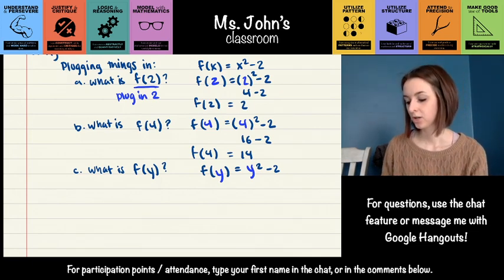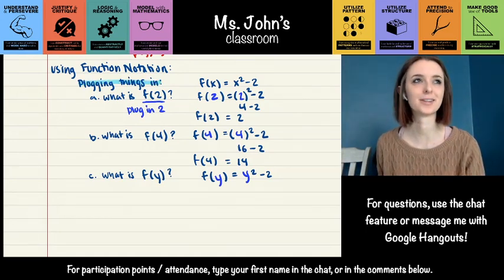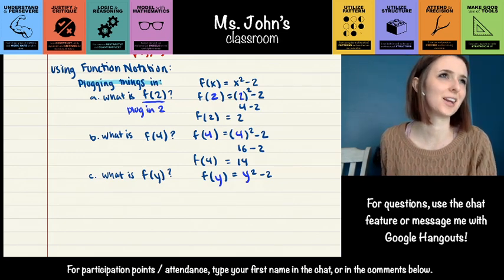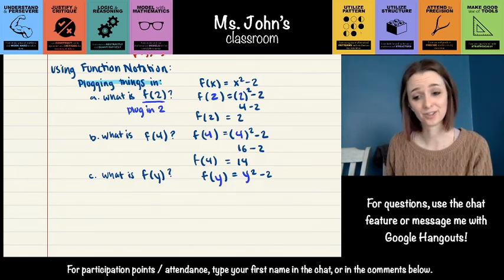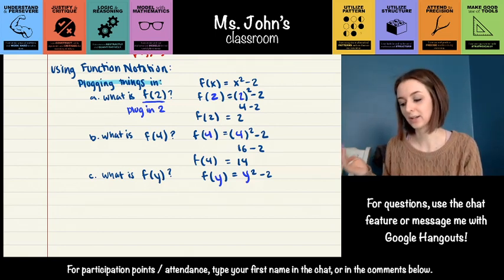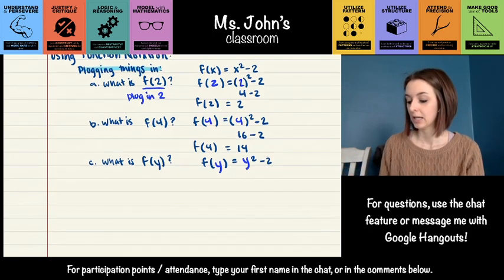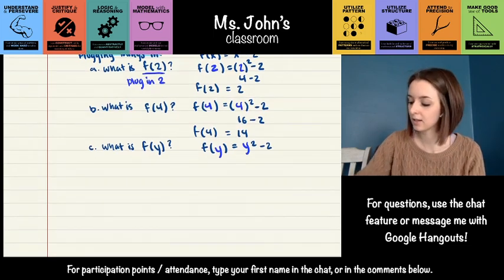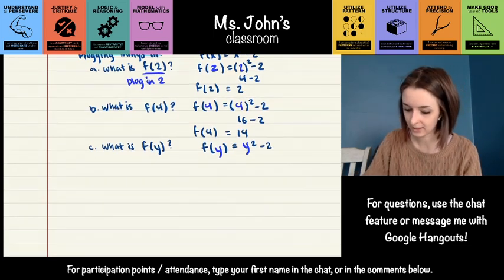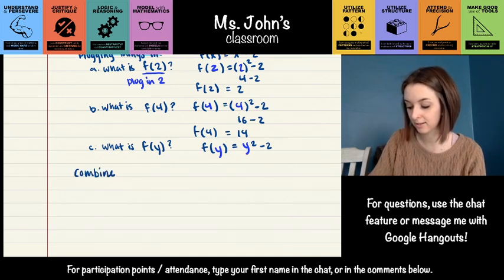So that's a very important reason that function notation exists, because it can tell us what to plug in, in a language that's really concise and quick and really exact, which mathematicians enjoy. A second important reason that function notation exists is that we can use it to combine functions in different ways.